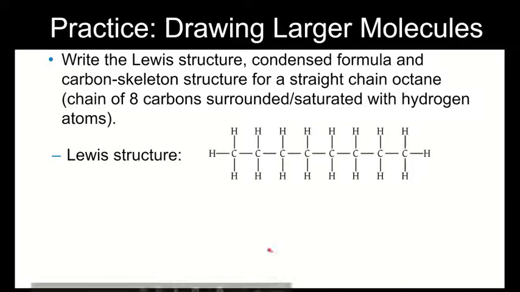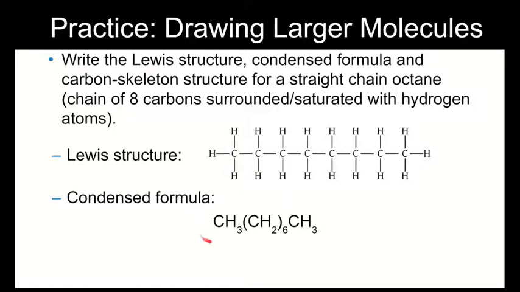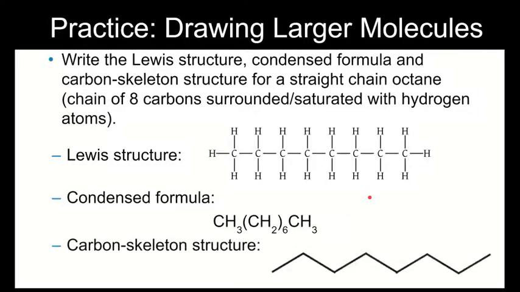All right, so the Lewis structure, you just take 8 carbons, and then you're going to put hydrogens all around it, so each one has 4 bonds. So again, it's always going to start with a CH3, end with a CH3, and every piece in between is a CH2. So then for the condensed formula, you have your CH3 on both ends, and you have 6 CH2 groups because there are 6 of these here. 1, 2, 3, 4, 5, 6. And the carbon skeleton structure, remember, each of these counts as 1 carbon, and it's implied that it's saturated with hydrogens otherwise.